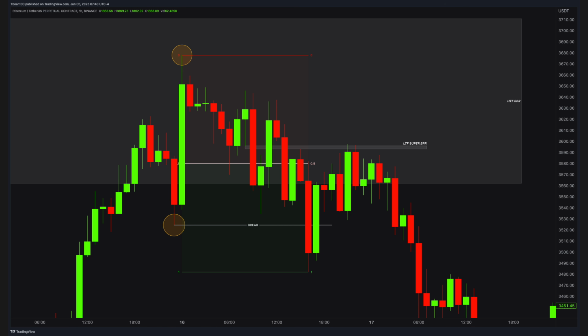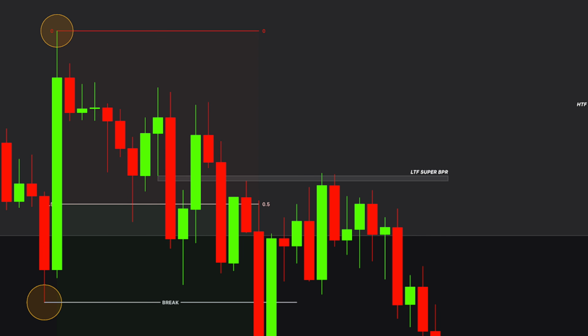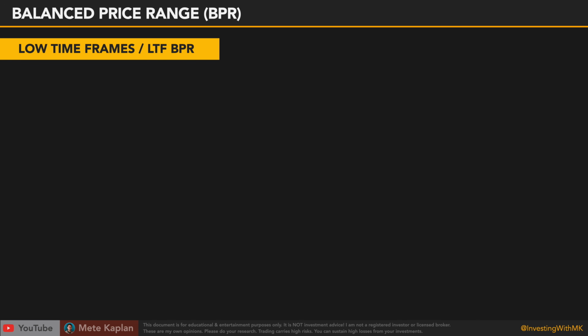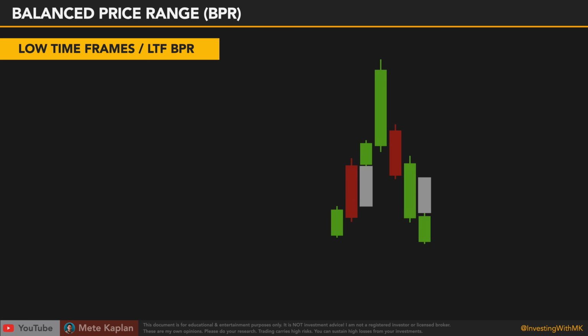Yes, right here, a tiny one. Not everyone can spot this, but look at it. It is just pure crazy how it reacts to Super BPR. Another way to use balanced price ranges is the lower time frame entries.